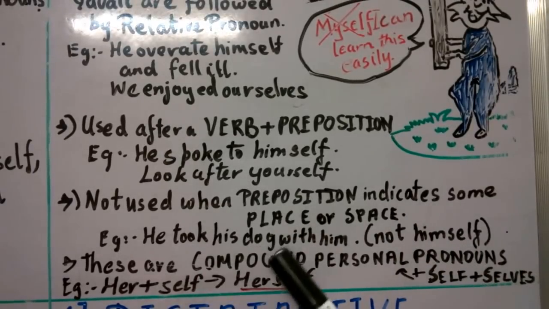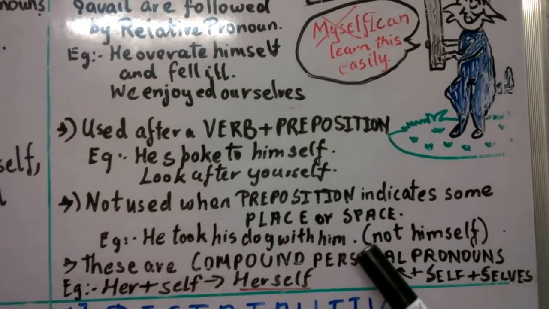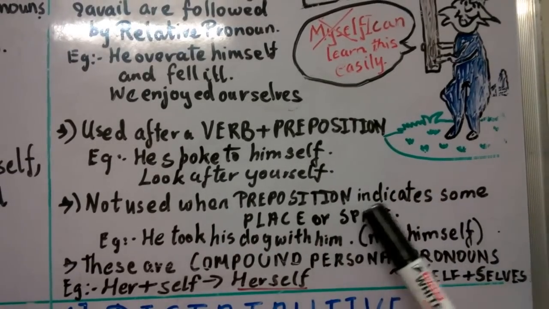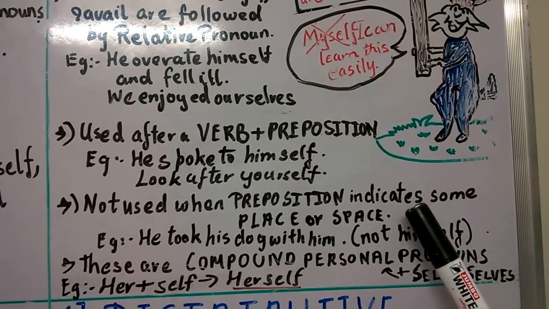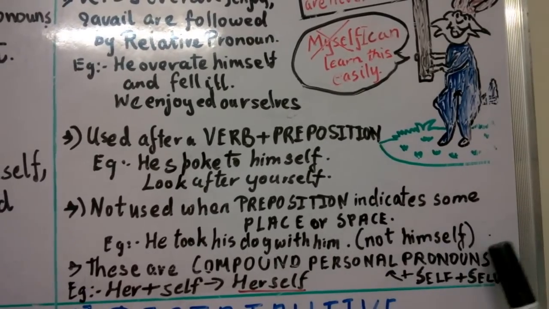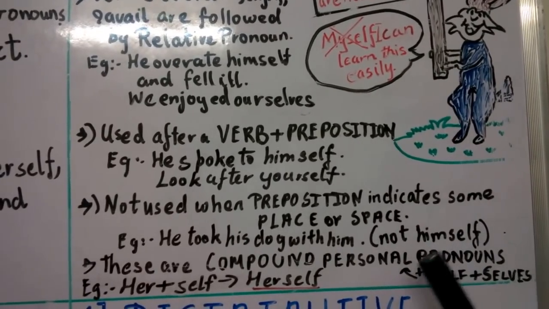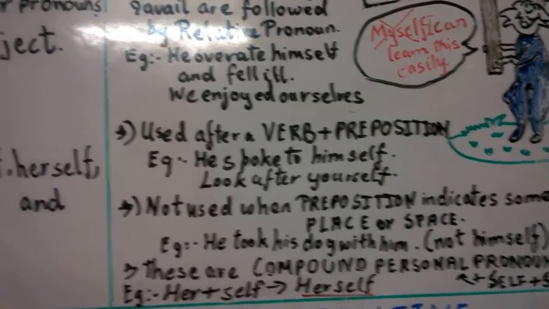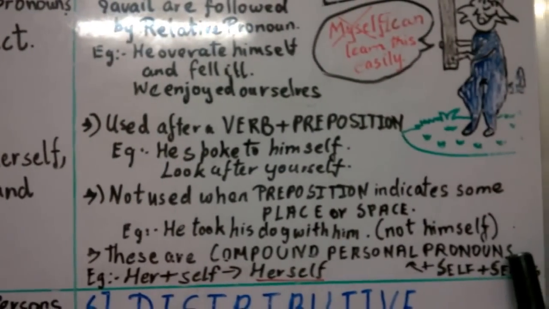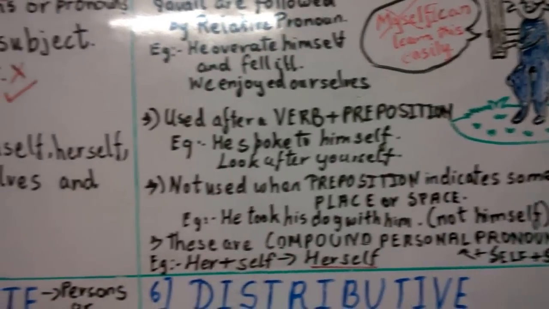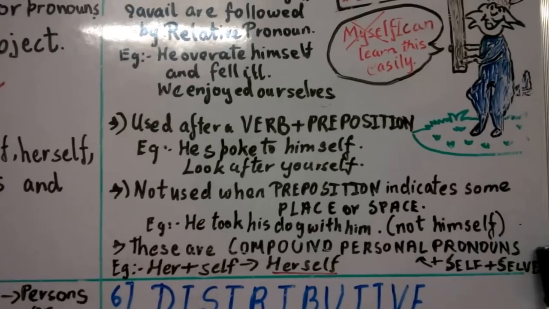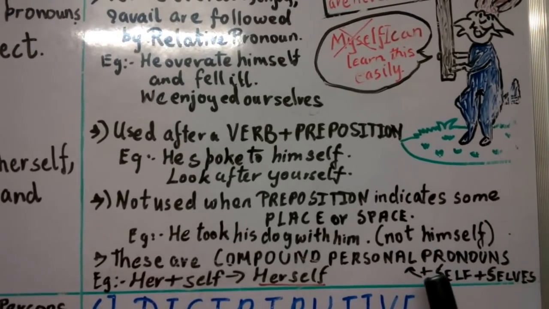For example, I say he took his dog with him. He went to some place. We don't write himself because the reflexive is not used when preposition indicates some place or space. Then always remember that reflexives are compound personal pronouns. Whenever we add self or selves to my, your, him, her, they are all compound personal pronouns. And when we add selves to our, your and them, then they also become compound personal pronouns. So reflexives are compound personal pronouns.